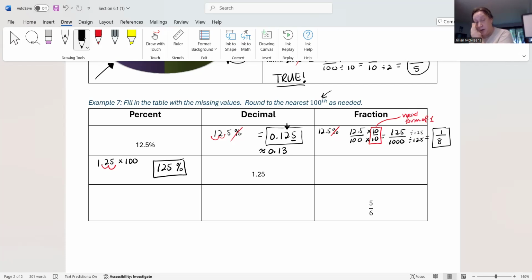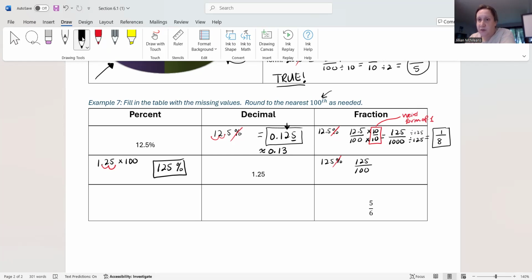Now, as far as converting this to a fraction, it does specifically say a fraction. It does not say a mixed number. So I'm going to take my 125%, drop my percent symbol, and then put 125 over 100. And they should both be divisible by 25.